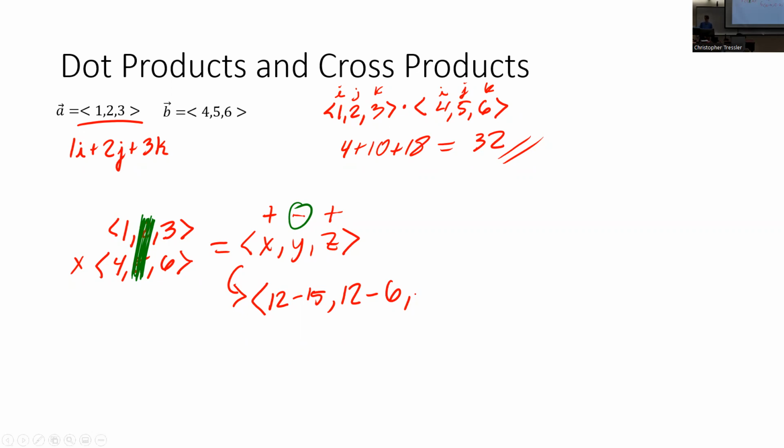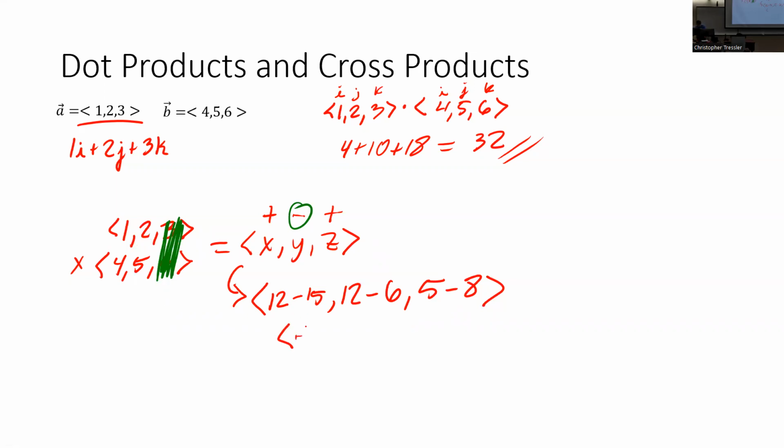And then after that, we're going to do this one more time, but with the z direction. And in the z direction, once again, it's just going to be positive. So it's just going to be that normal thing I did earlier, but we're going to cover up the z. We're basically going to say 1 times 5 is 5, and then minus 2 times 4 is 8. So this is what we get. This is our final cross product.